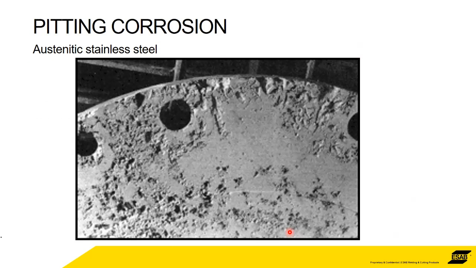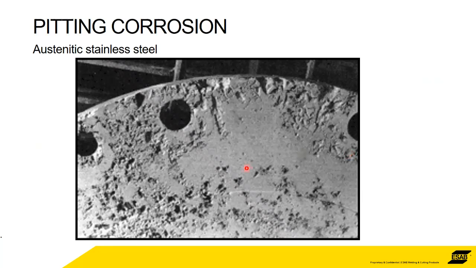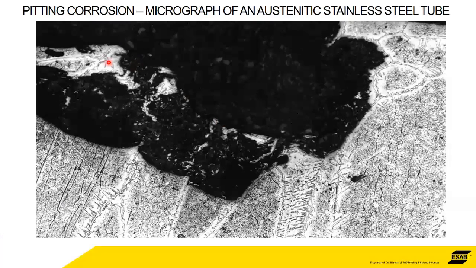In real life, that's what it looks like. Underneath the surface, you can see there's a big hole. So on the surface, we're looking at dots, at pits. But if you section those, then you'd be seeing big holes. So obviously, if there's sufficient damage done to the integrity of the metal, then it will fail.